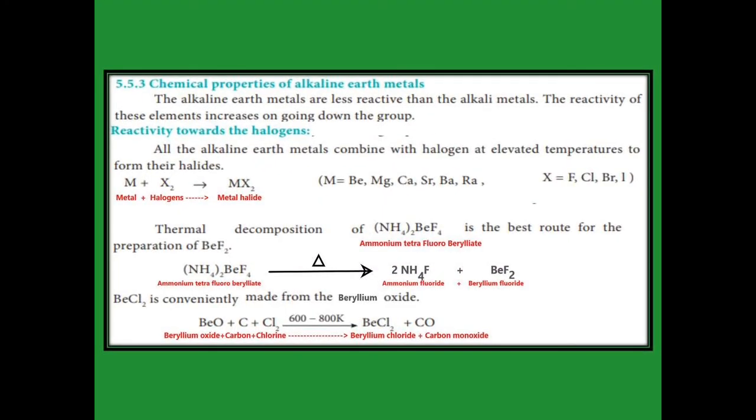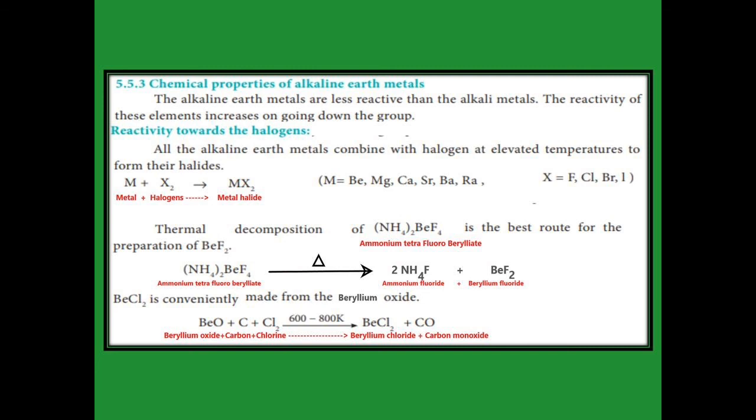Reactivity of alkaline earth metals. The first one: the metal when reacted with a halogen produces a metal halide. All the metals like beryllium, magnesium, calcium, strontium, barium, radium react with halogens, X meaning fluorine, chlorine, bromine, iodine. When combined with fluorine it gives metal fluoride, with chlorine it gives metal chloride, with bromine it gives metal bromide, and when all the metals combine with iodine it gives metal iodide.